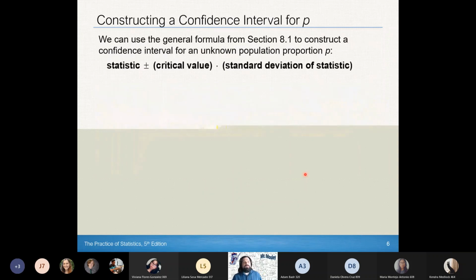Then we can use the general formula from section 8.1 to construct a confidence interval for an unknown population proportion P. We have statistic plus or minus our critical value times the standard deviation of the statistic. In this case, we're using P hat. In 8.1, the critical value was like the z-score: what distance from P hat or from our population proportion do we want to be, or how many standard deviations? So that's how we saw these in 8.1.